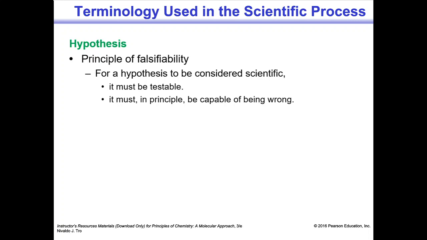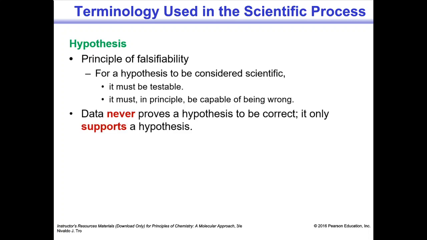It has to be testable. I have to be able to construct some experiment that will allow me to test my hypothesis. As we say, in principle, it must be capable of being wrong. In other words, I have to be able to prove it wrong in order for it to be a good hypothesis. An important idea here is that data never actually proves a hypothesis to be correct, it just supports it. You gather lots and lots of data, and if it all points in the right direction, you'll say that your hypothesis is supported. We don't really prove them right or wrong.